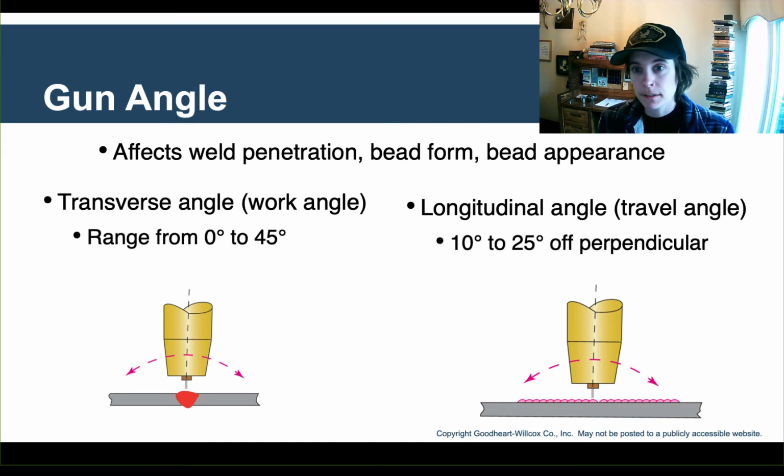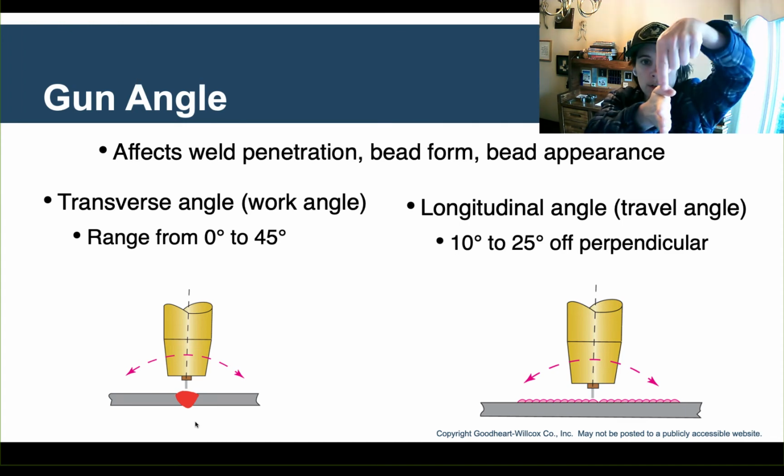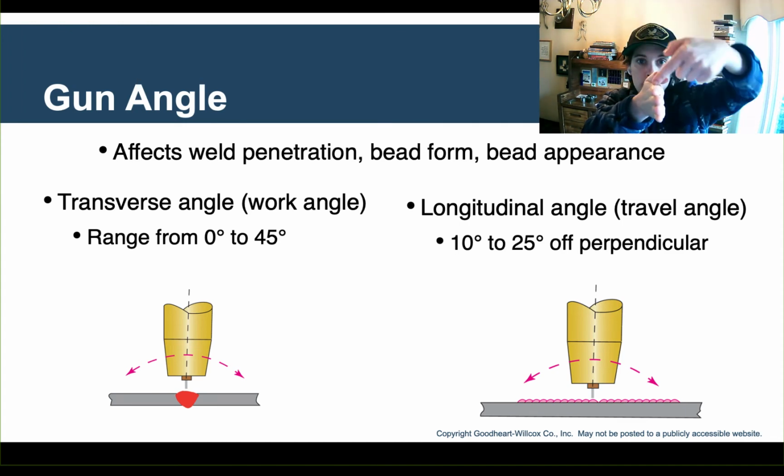Another thing that you are adjusting is the gun angle. It will affect these different aspects of the weld: penetration, the bead form, and the bead appearance. There are two different kinds of angles that are important. There's the transverse angle, the work angle, here on the left. This is when the weld is facing right here, away from you, and I'm pushing or pulling the weld here. It's the angle of my gun this way or this way.